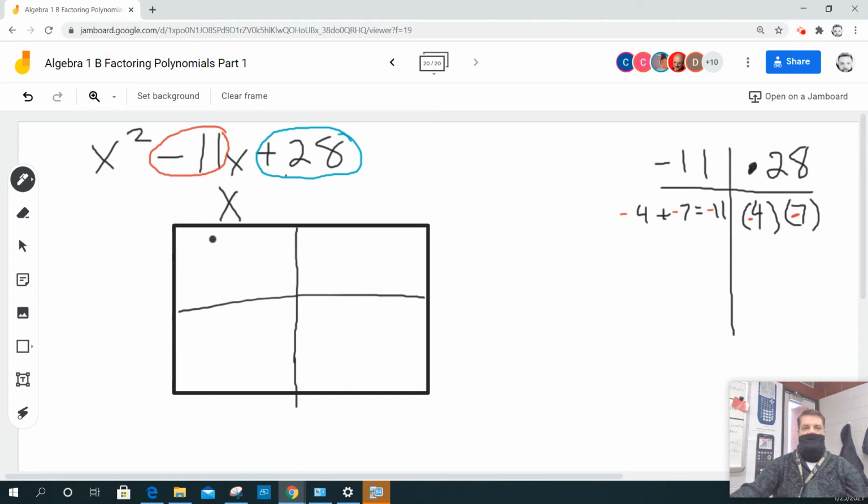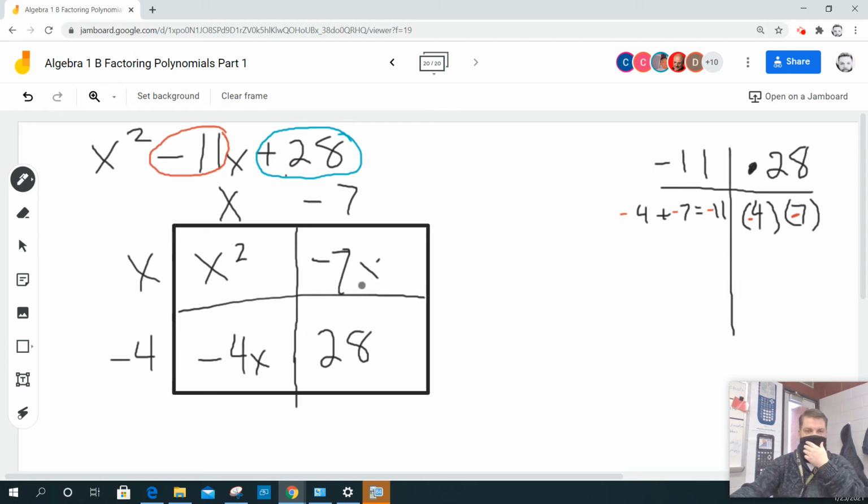So I've got, look at my line compared to the box lines. So I've got x squared, right? Put the first term in, put the last term in, and I'm guessing that it's negative 7 here and a negative 4 goes here. So negative 4 times x is negative 4x. Negative 7 times x is a negative 7x.